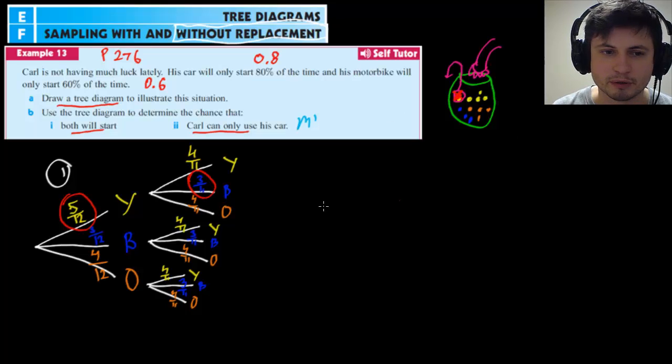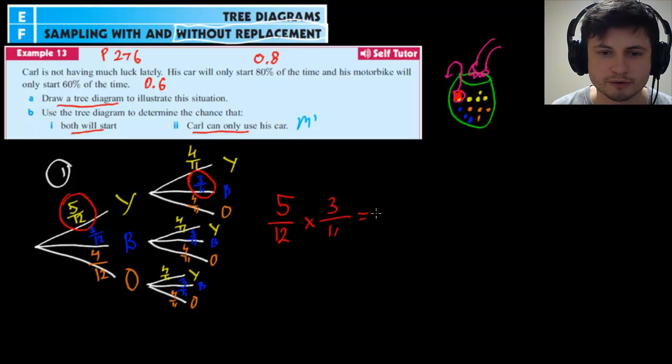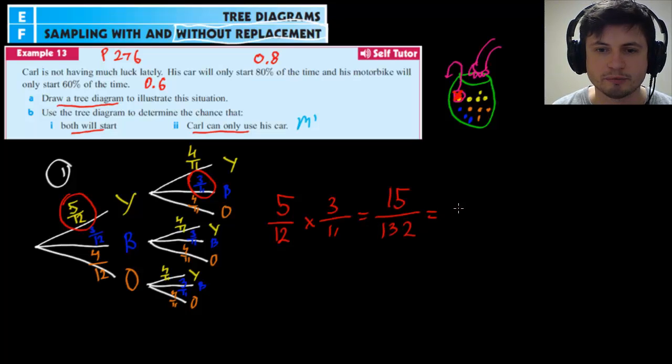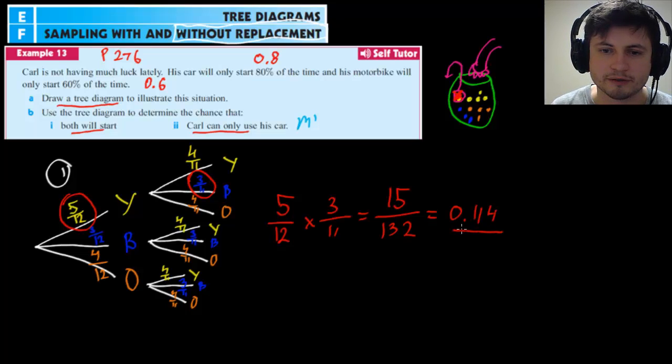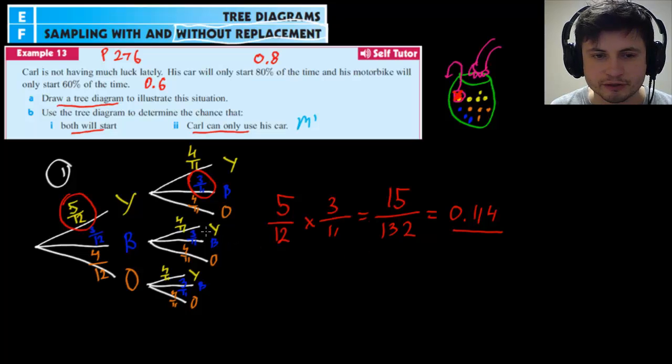And what we do is we multiply them. So it's 5/12 multiplied by 3 11ths. This will give us 15/132, which in probability is 0.114, to 3 significant figures. Alright, and that's basically the answer, and this is how you do it.